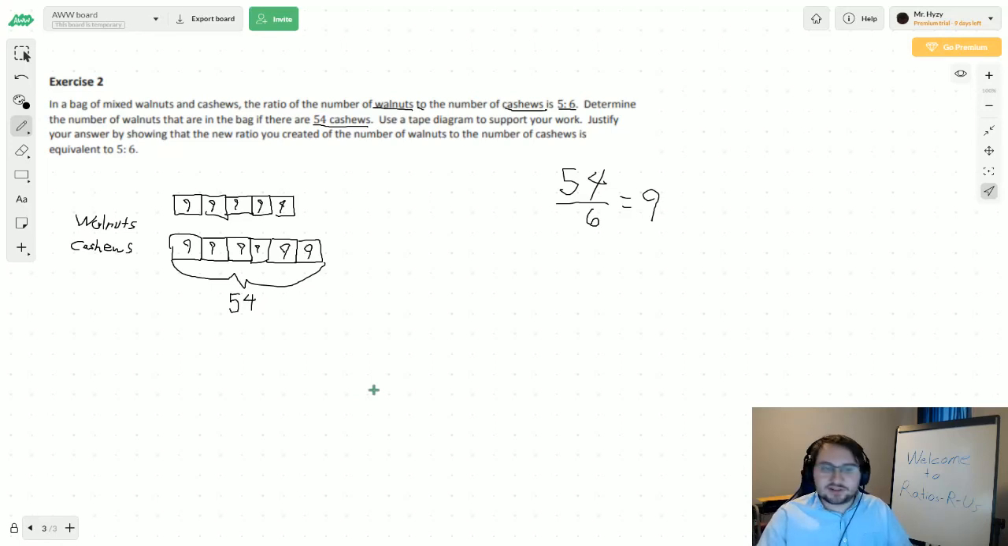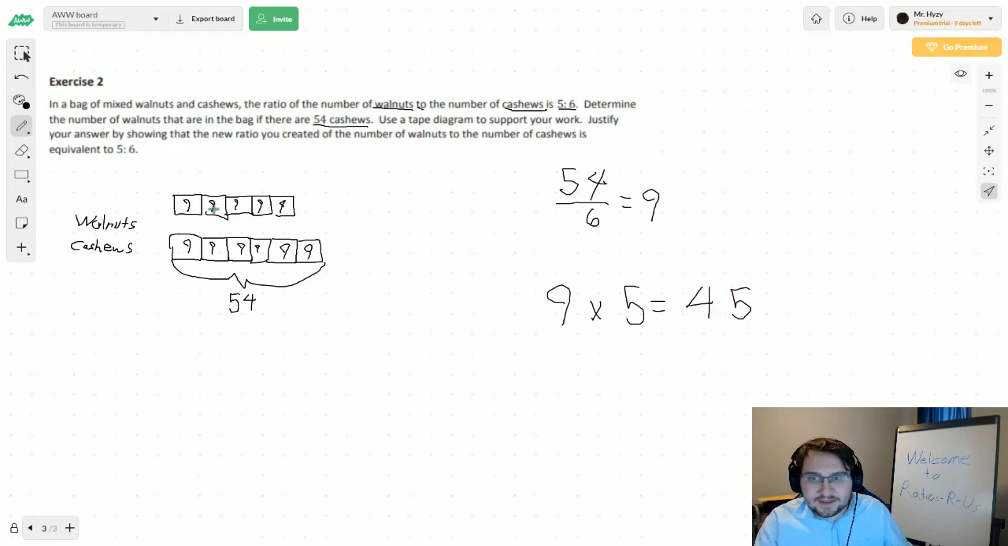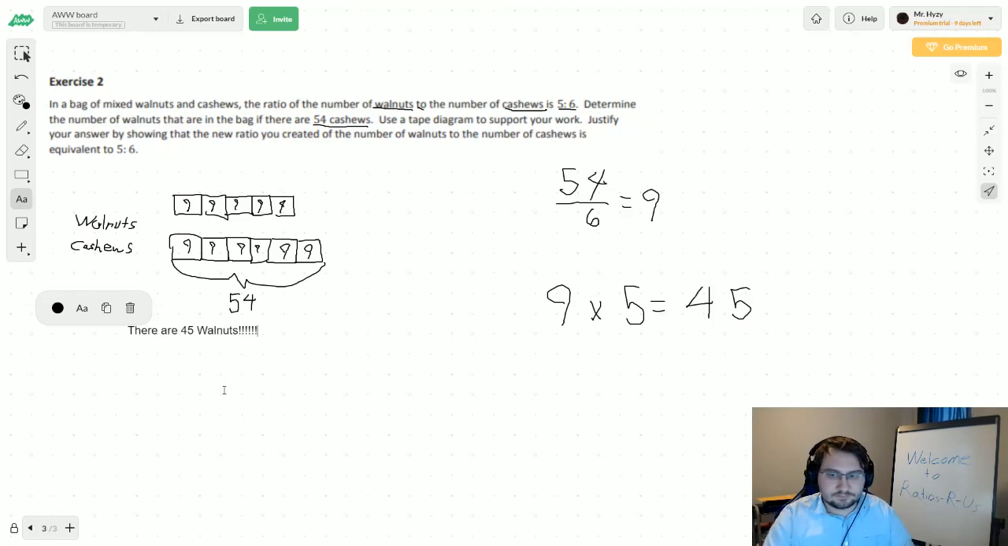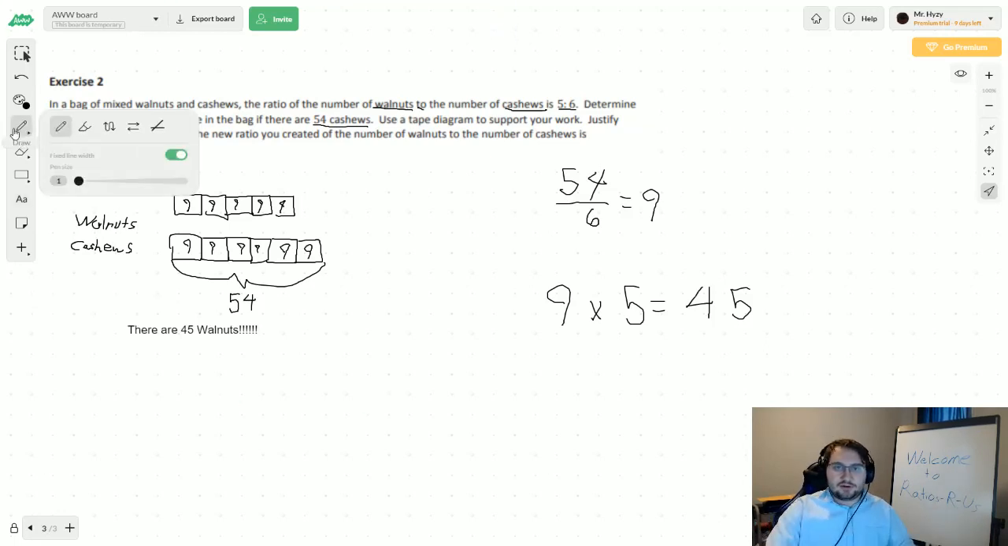There's 2 ways I could do this. I could either add them all together, or I could do the easier method, which is what we do for repeat addition, and just do 9 and multiply that by the 5 boxes that are there. When I do 9 times 5, that gives me 45. So that means there are 45 walnuts. There are 45 walnuts. Are we done now?